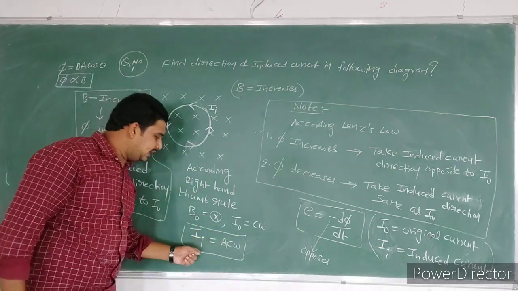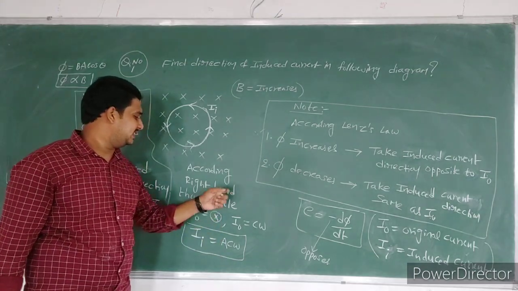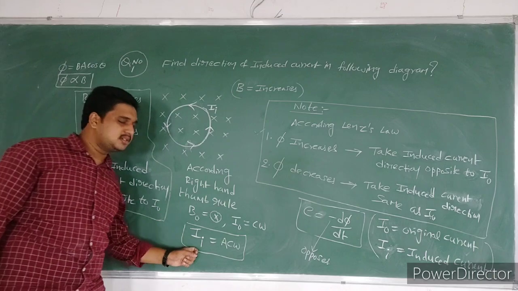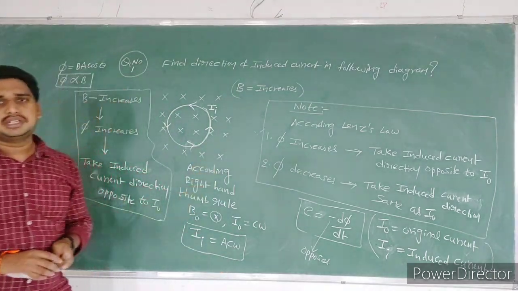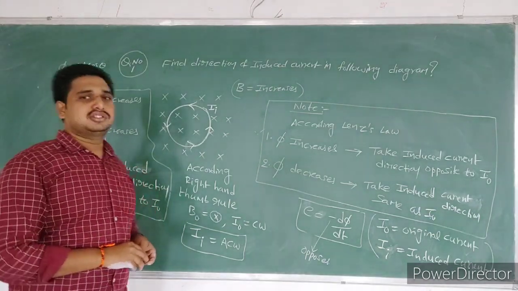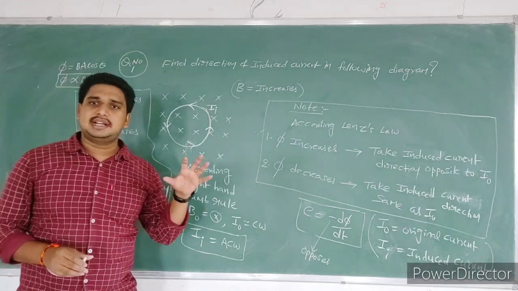So the induced current we consider anti-clockwise, because here flux increases. That's why I consider the induced current to be in the anti-clockwise direction. So what is the solution for this question? Induced current direction is anti-clockwise. Next I will solve one more numerical based upon this concept, then you will get a clear idea.